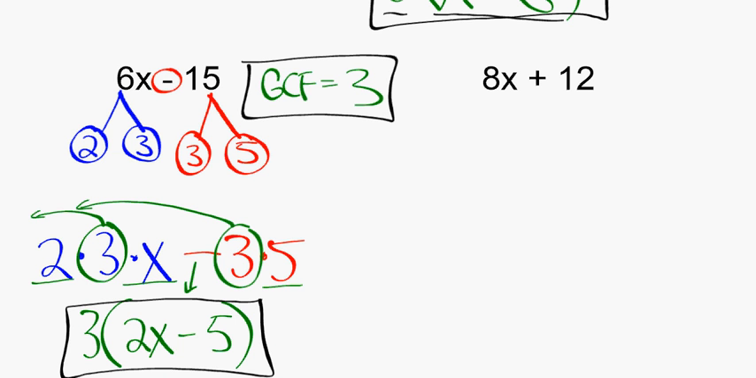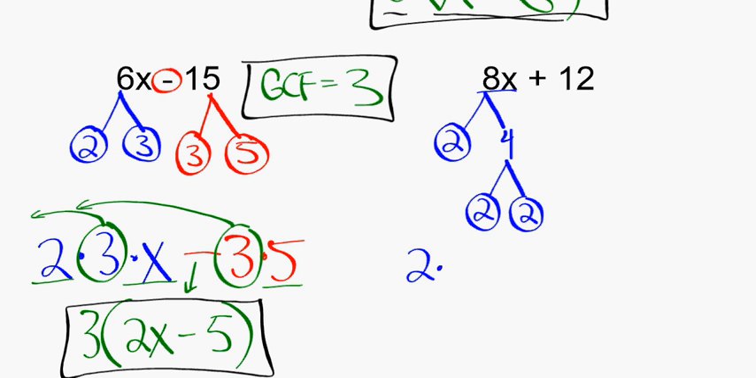Next example. Let's factor 8. Two numbers that multiply to make 8 are 2 and 4. 2 is prime, however 4 is not. Let's continue factoring 4, which is 2 times 2. So the prime factorization of this 8x is 2 times 2 times 2 times x.